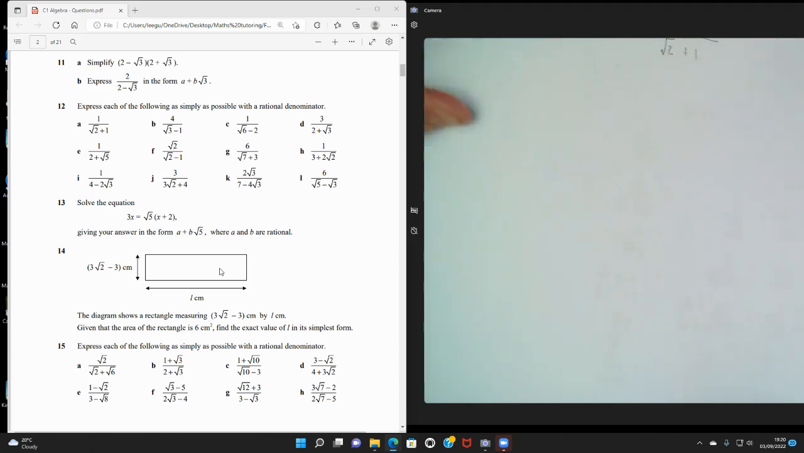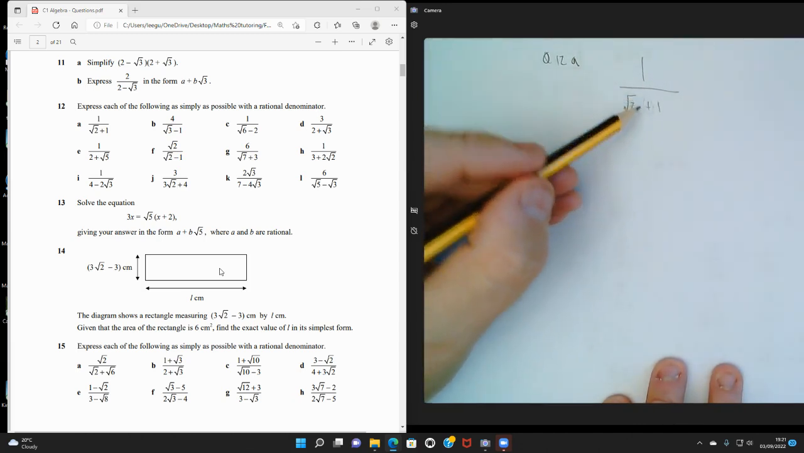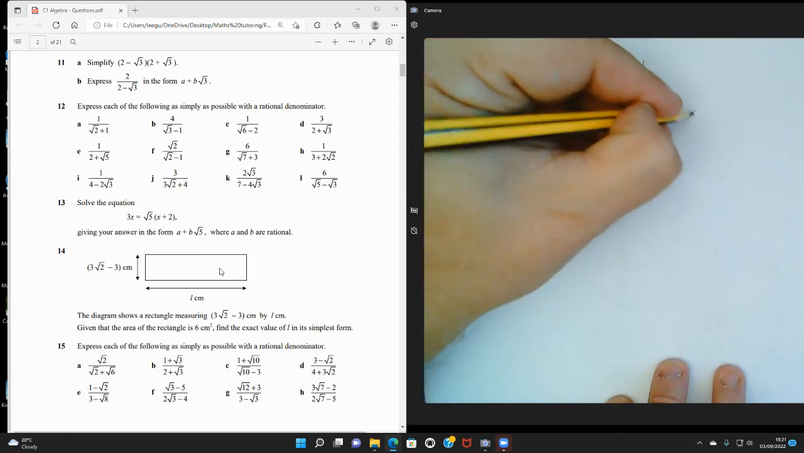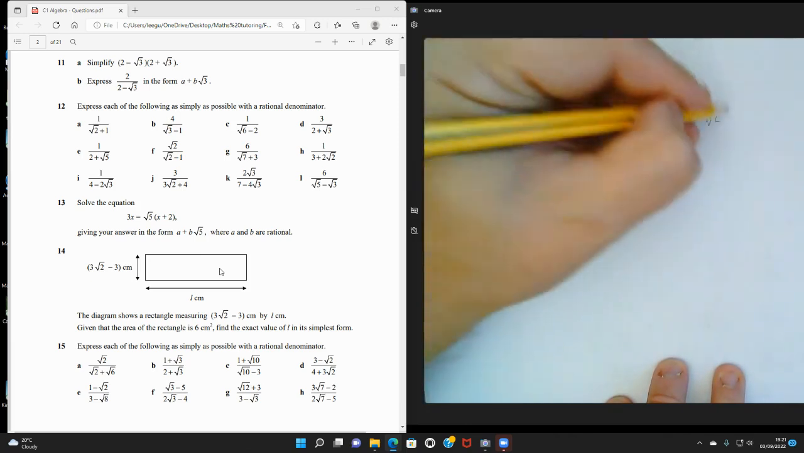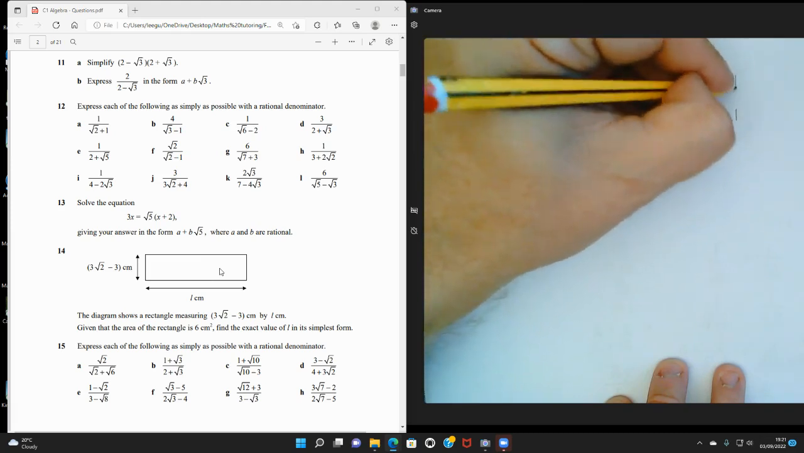Now, in order to rationalize these types of expressions, we need to multiply by something that's referred to as the conjugate. The way that works is whatever this sign is, you change it. In this case, we've got positive, so we're going to change that into a negative. So we have root 2 minus 1 and root 2 minus 1.